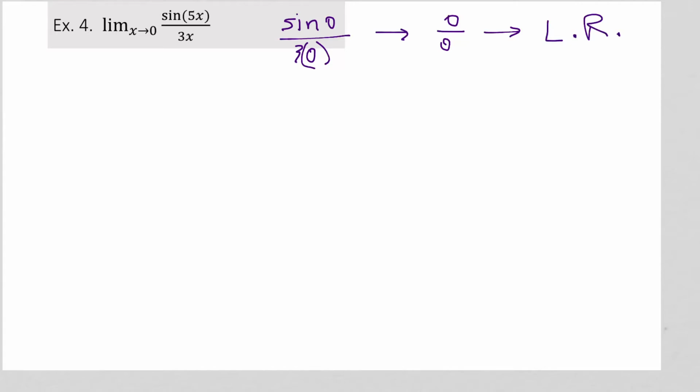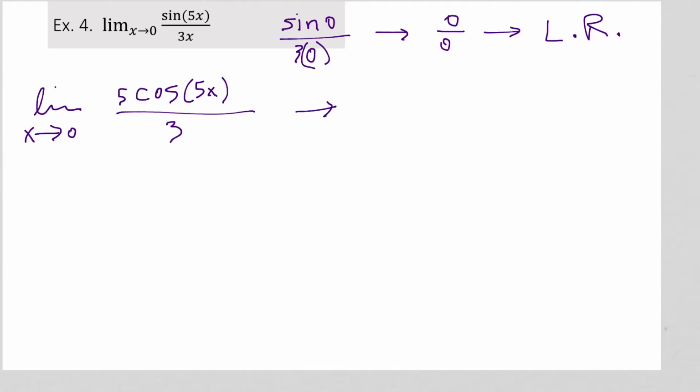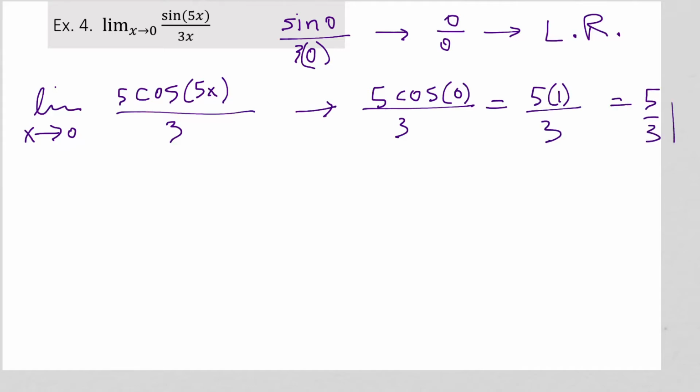All right, so that means this is the same thing as the limit as x approaches 0 of the first derivative of the sine of 5x. That would be the cosine of 5x, chain rule, times 5 divided by 3. So if I try to evaluate this limit as x approaches 0, I get 5 cosine of 0 divided by 3. So that's just 5 times 1 divided by 3, which is 5/3. Right, so we've got a limit of 5/3 using L'Hopital's rule.